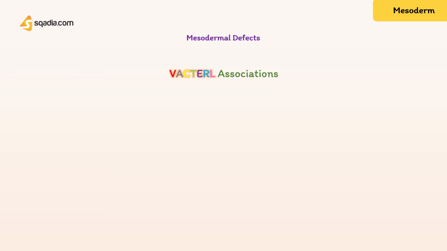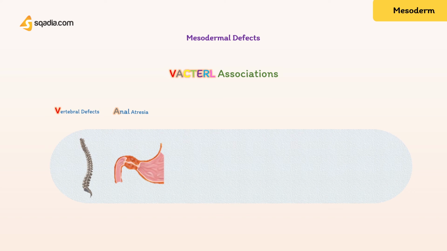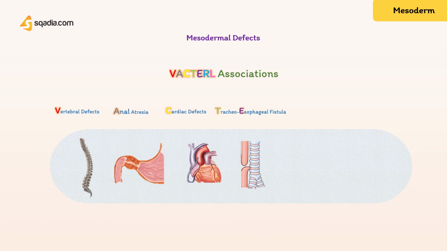Now, VACTERL stands for V is for vertebral defects, A for anal atresia, which is the congenital absence of an opening at the bottom end of the intestinal tract. C is for cardiac defects. T comes for tracheoesophageal fistula, which is an abnormal connection between the esophagus and the trachea. R for renal anomalies, and L for limb abnormalities related to the bone and muscles.